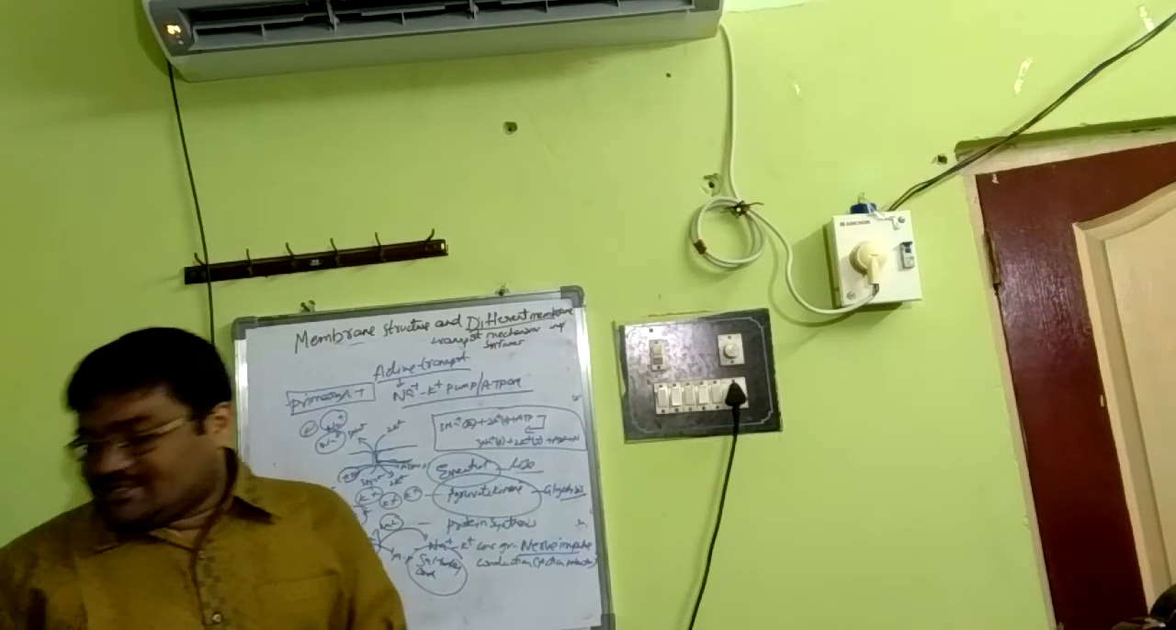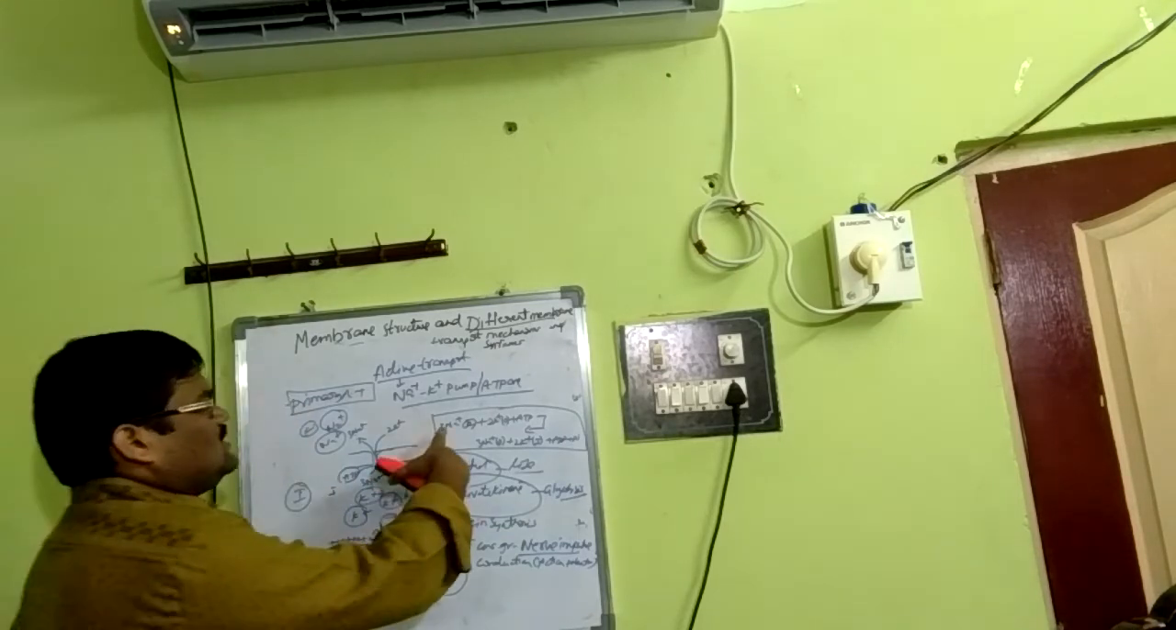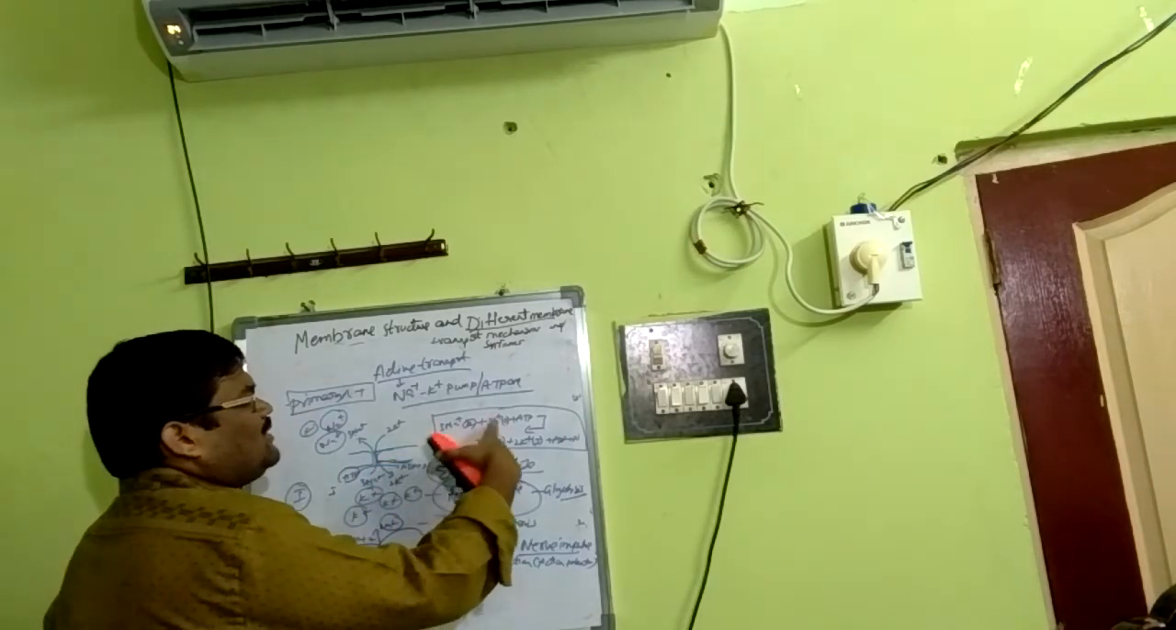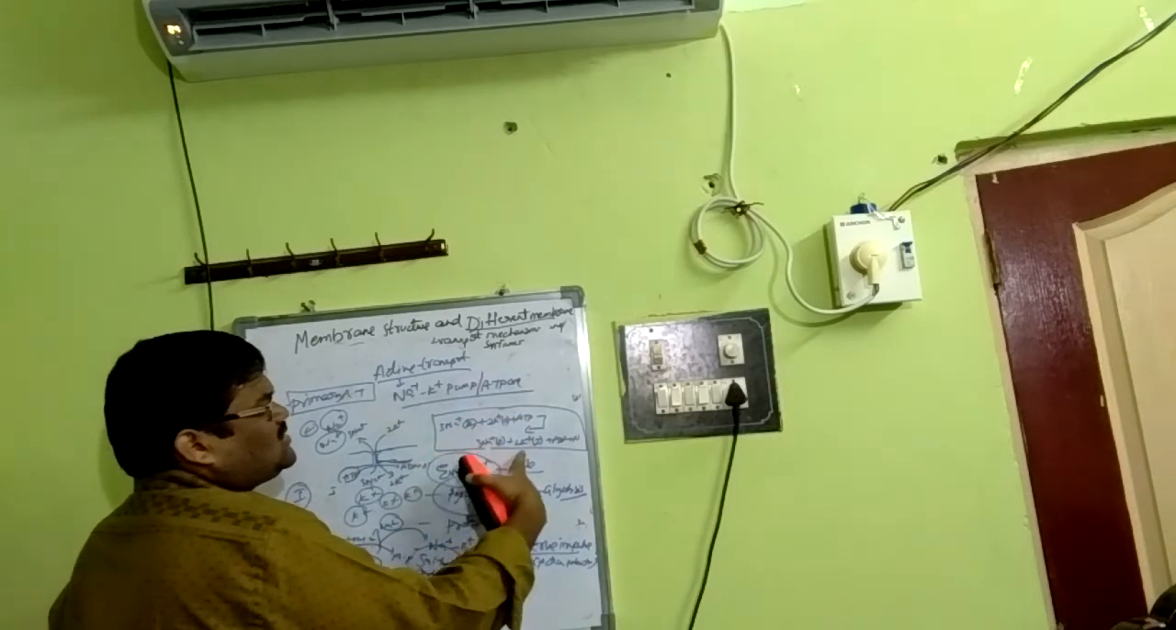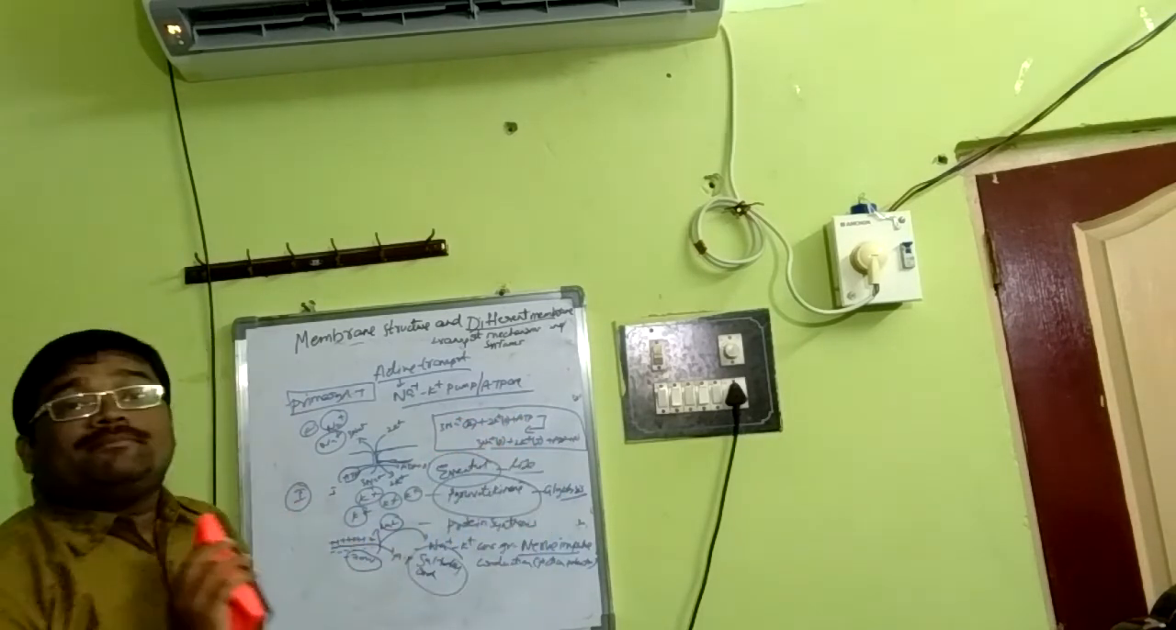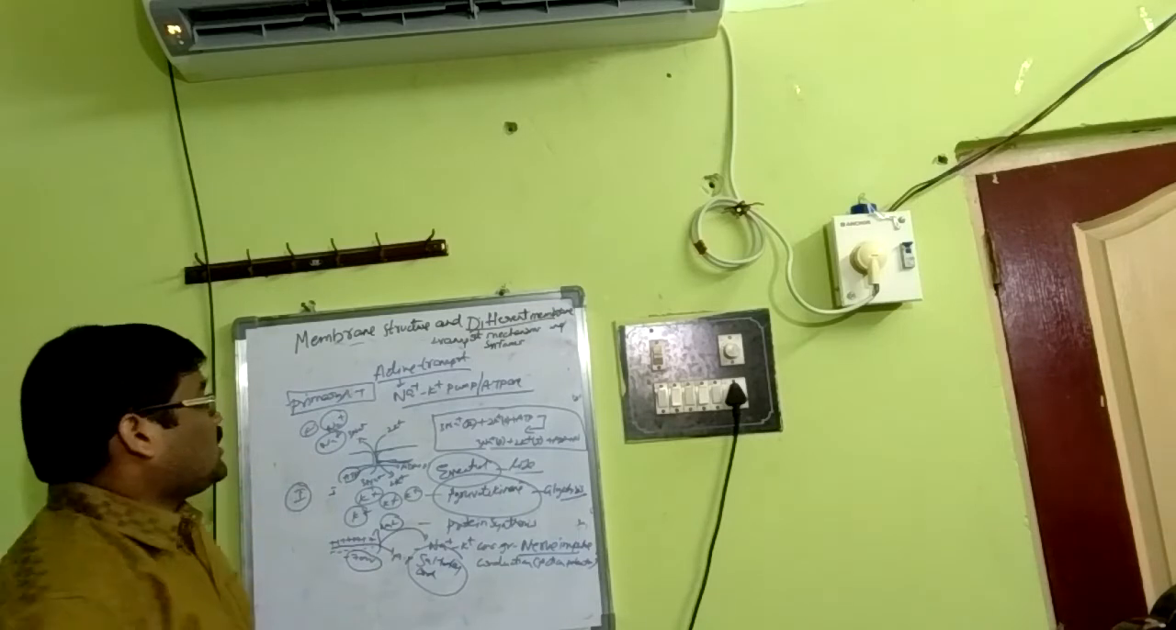This is the simple reaction: 3 sodium inside plus 2 potassium outside plus ATP gives 3 sodium outside plus 2 potassium inside plus ADP plus Pi. This is a basic understanding of the sodium potassium pump.